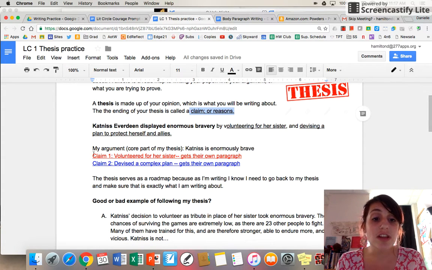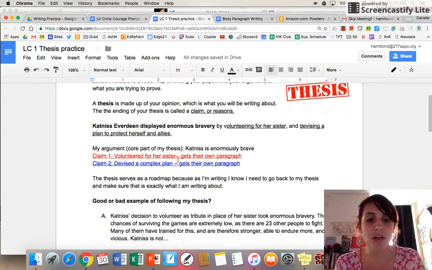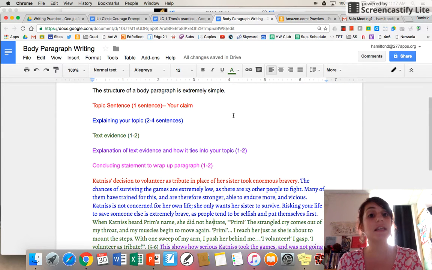And each claim gets its own paragraph. So claim 1 is volunteering for her sister, getting its own paragraph, and then claim 2 is devising a complex plan, which gets its own paragraph, and that brings us today to this.